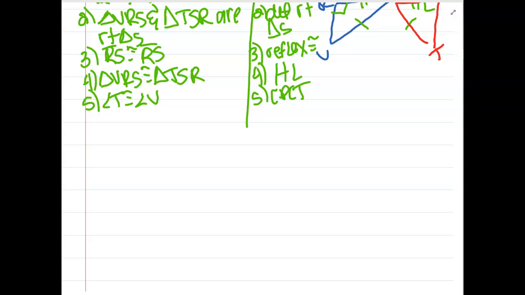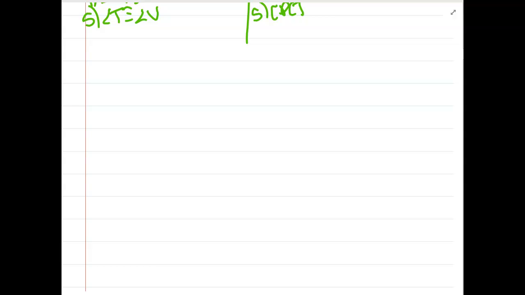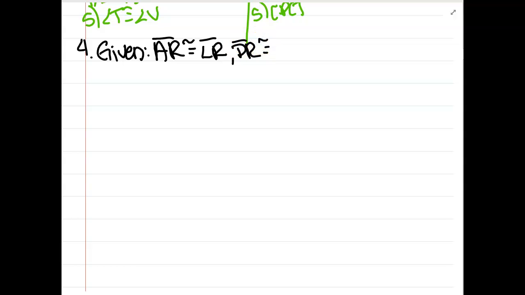Okay, let's do one more. Now, not all of the proofs today are going to be hypotenuse-leg, so you may have to use some of the other ones from before. So this time, let's say we have our given AR is congruent to LR, PR is congruent to IR, and we are wanting to prove AS is congruent to LS.